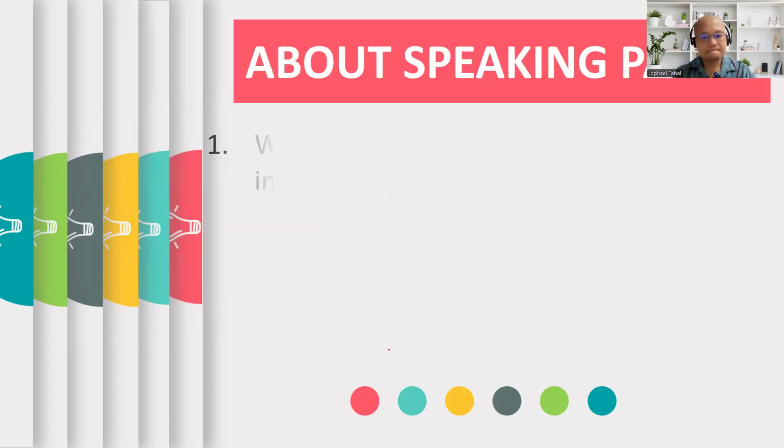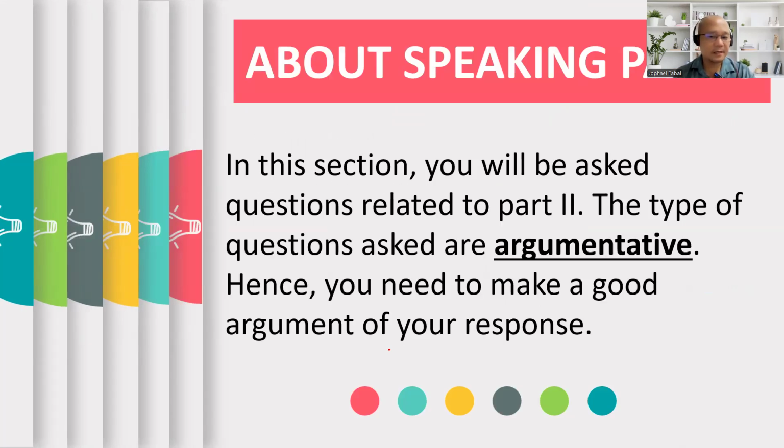All right. So in this section again, the candidate will be asked questions related to speaking part 2. So for example, if in speaking part 2 the candidate is tasked to talk about giving gifts, then for speaking part 3, he or she will also be asked questions to discuss giving gifts. Okay.